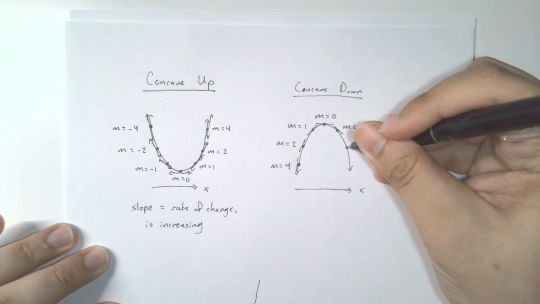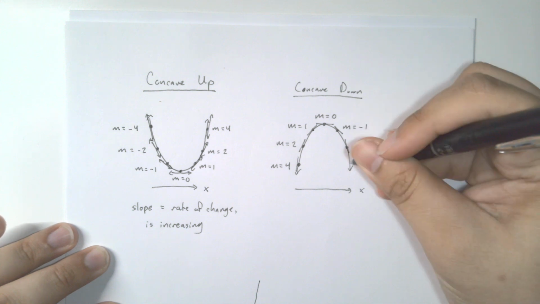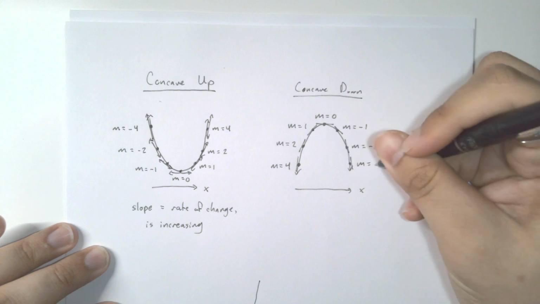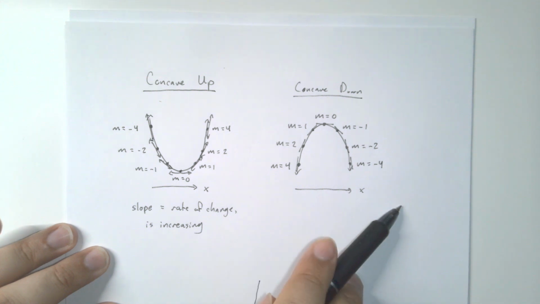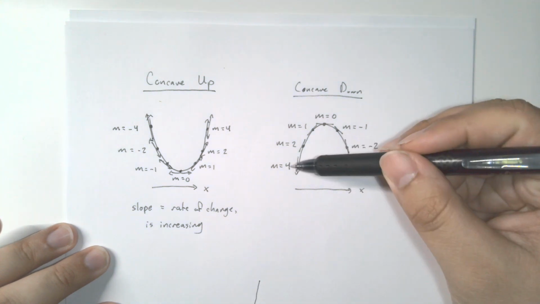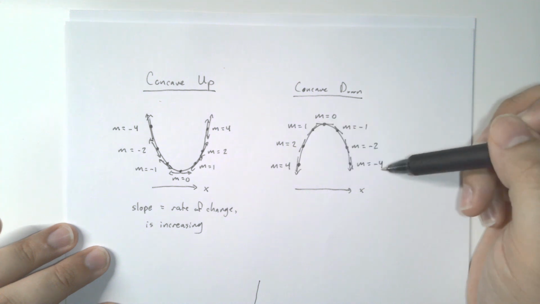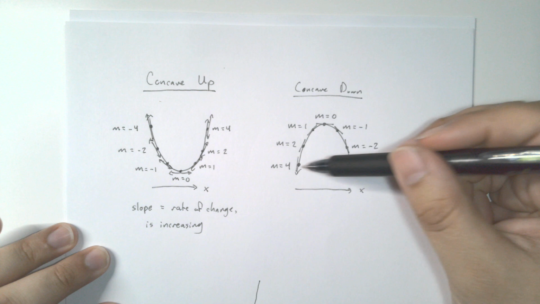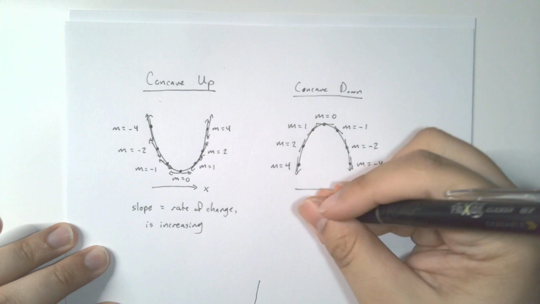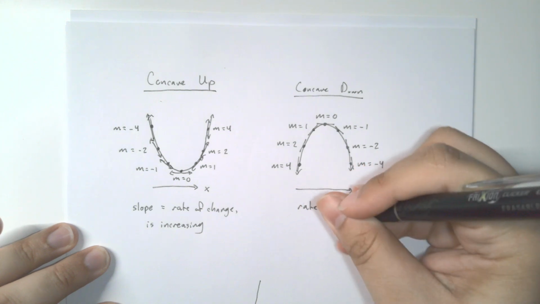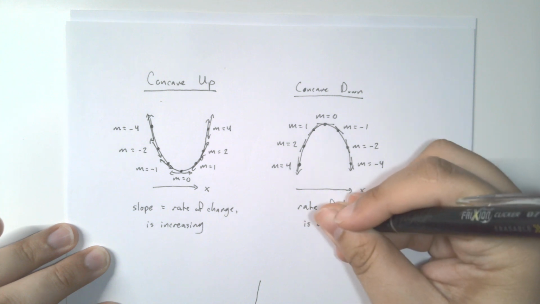And of course, these are all just kind of approximations. m is equal to -2. m is equal to -4. And so, as we move in the positive x direction, our slope goes from 4 to 1, 0, -1, -2, -4. These numbers are decreasing as we move to the right. So, our rate of change is decreasing.